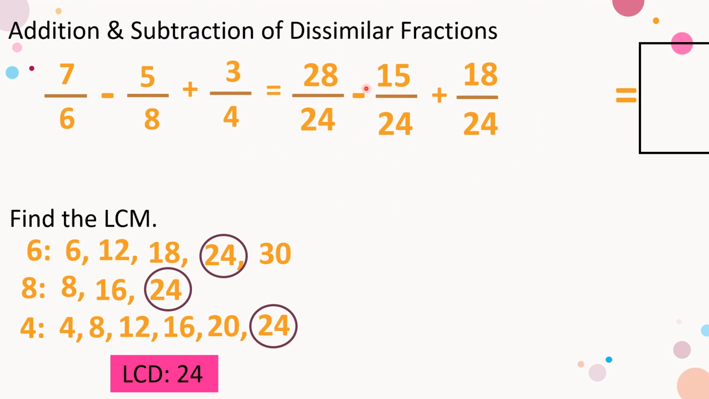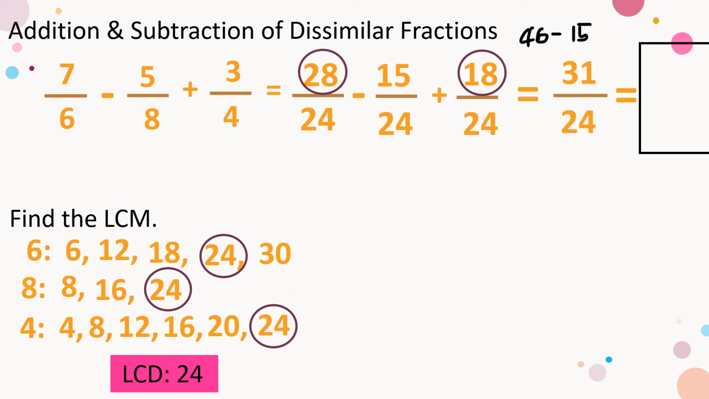How are we going to add or subtract this? You can combine first the numerator here, the addition, 28 and 18. 28 plus 18, that is equal to 46. Then subtract 15. Okay? And that is equal to 31 over 24. Just copy the common denominator. And then change this to mixed numbers. 31 divided by 24, that is 1. 1 times 24, 24. Subtract, that is equal to 7. So the final answer now is 1 and 7 over 24.